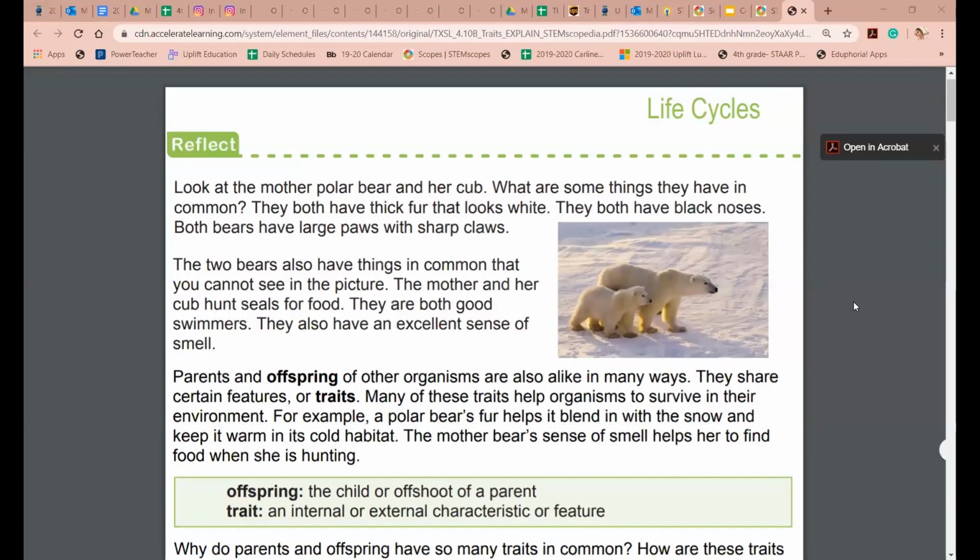All right. Look at the mother polar bear and her cub. What are some things they have in common?